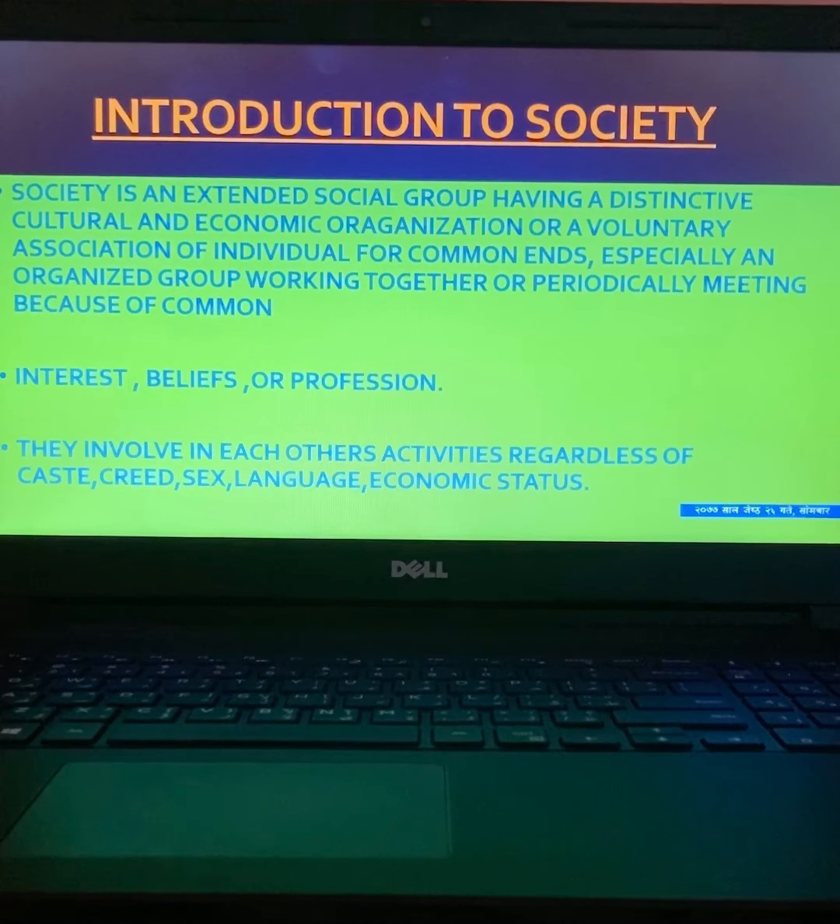So society is simple, it is a very extended group with different religions and castes. For example, similar to the Nepali society, there are distinctive cultures and economic organizations, different groups like Himalayan, hilly and terai, as examples.